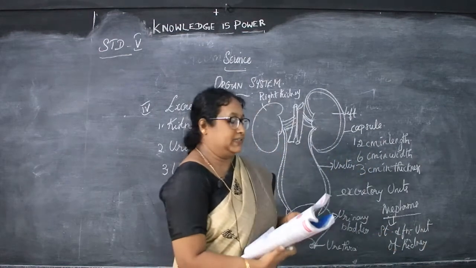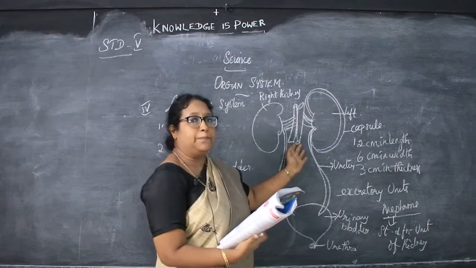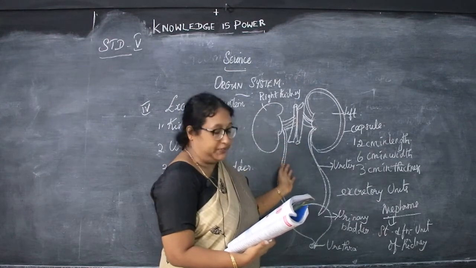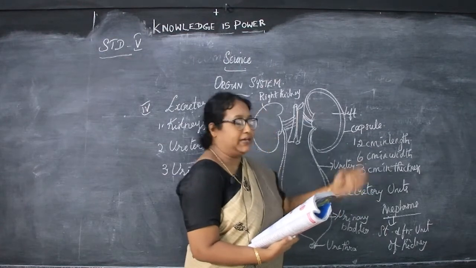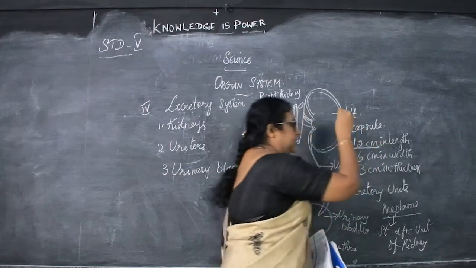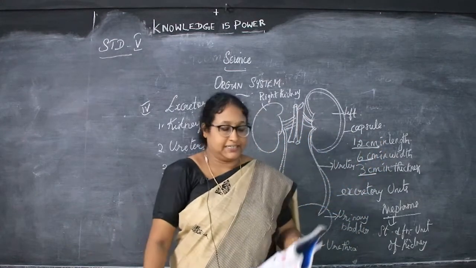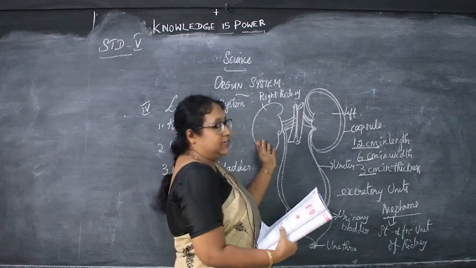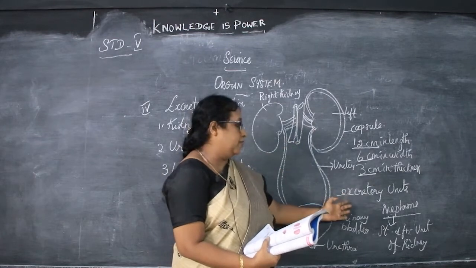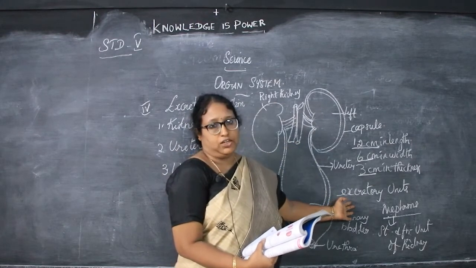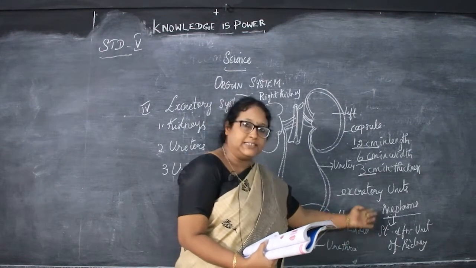So, the kidneys remove the waste and produce urine, and the kidneys are a pair of dark red bean-shaped organs placed behind the abdomen. An adult's kidney measures about 12 centimeters in length, 6 centimeters in width and 3 centimeters in thickness. The right kidney is slightly lower than the left kidney. The kidneys are made up of millions of excretory units called nephrons, the structural and functional unit of the kidney.